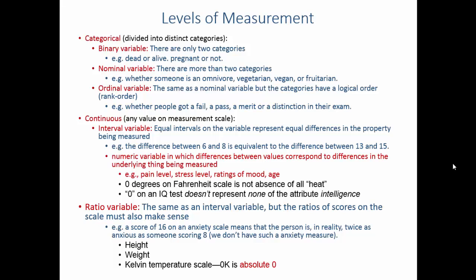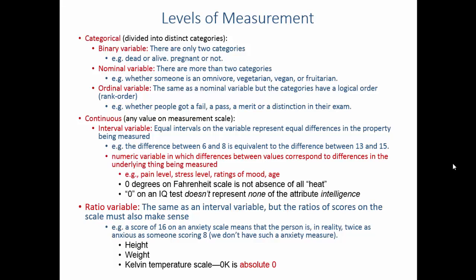Nominal is the exact same thing, except you can have more than two categories. So if you were going to classify people in terms of things that they ate, whether someone was an omnivore, meaning they ate meat and fruits and vegetables, everything, like most humans, or a different category, vegetarian, only eating veggies and fruits, or a vegan, kind of like a vegetarian, except they don't eat anything that comes from an animal, so like no milk, or a fruitarian, I guess someone that only eats fruit. You could have as many categories as you want.